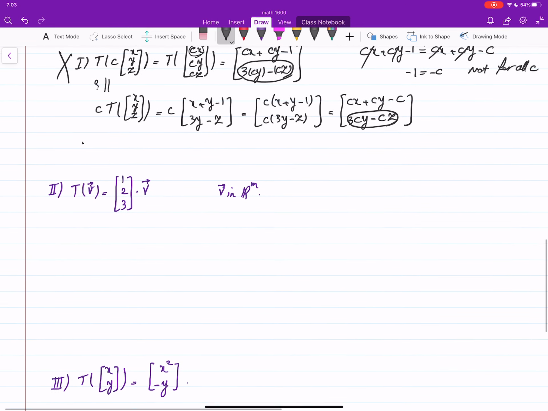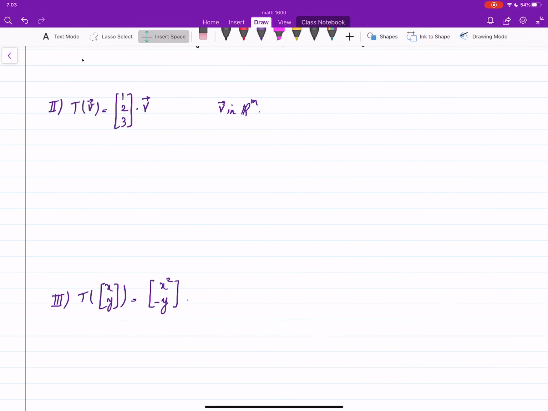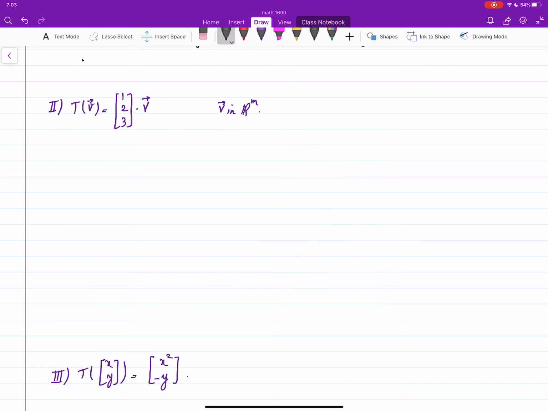How about this other one? Okay, let me just make a bit of space here. How about this one? TV is T at V, the image of V under the transformation T, is equal to the inner product of (1, 2, 3) and V. By the way, this V comes from R3 and T basically picks something in R3, and what it gives us is a number, so it goes to R. Okay, now, is it a linear transformation?